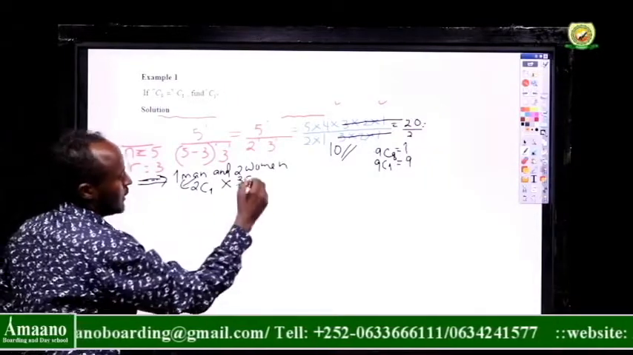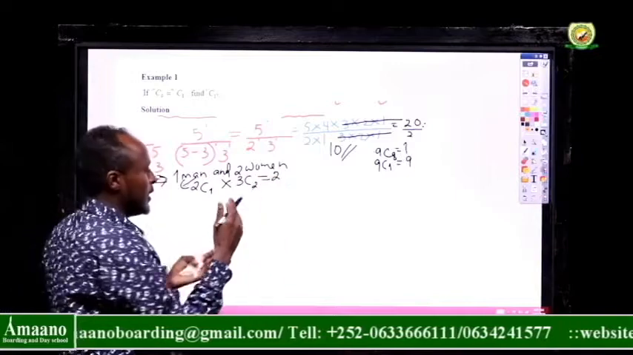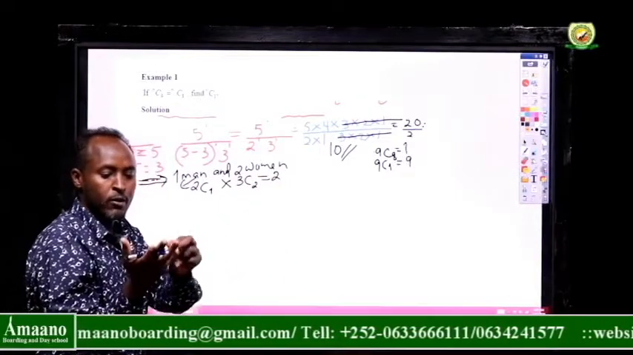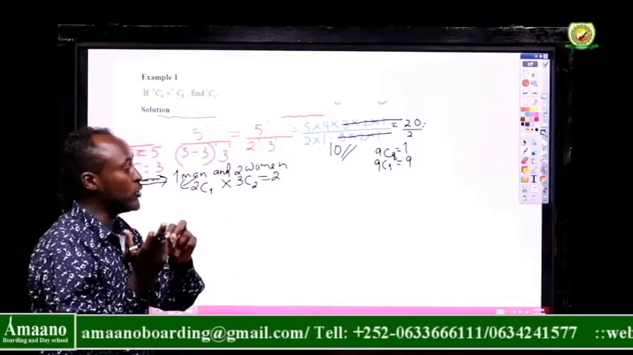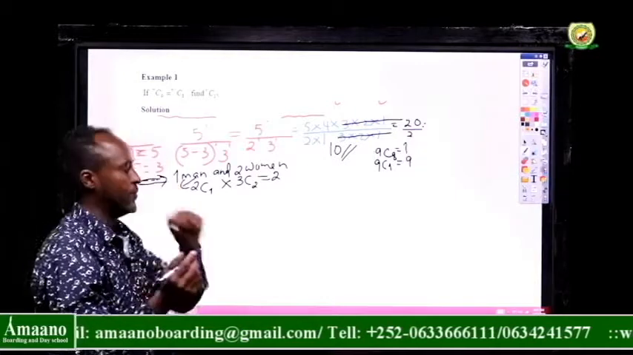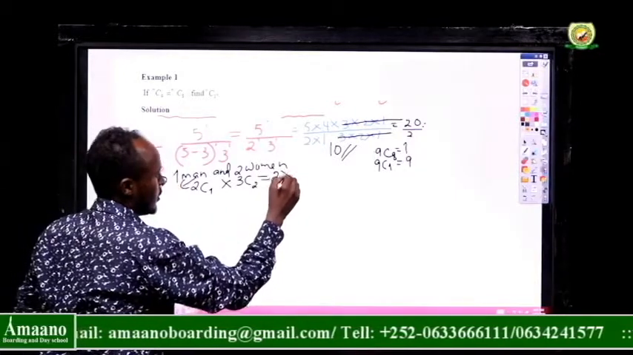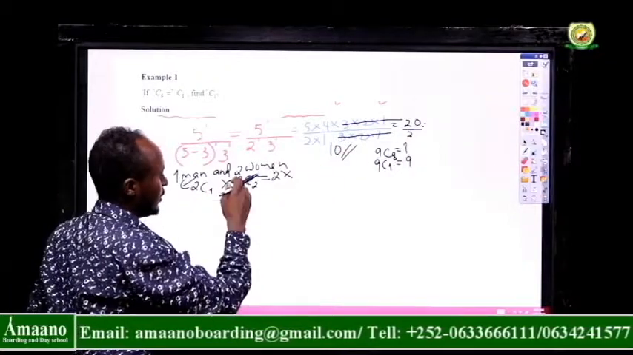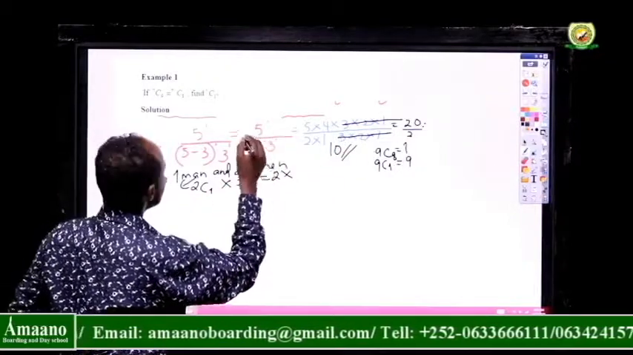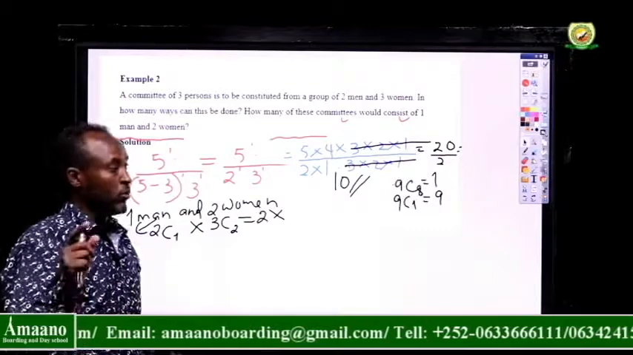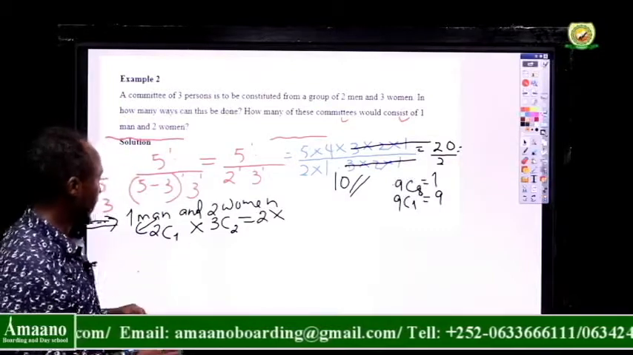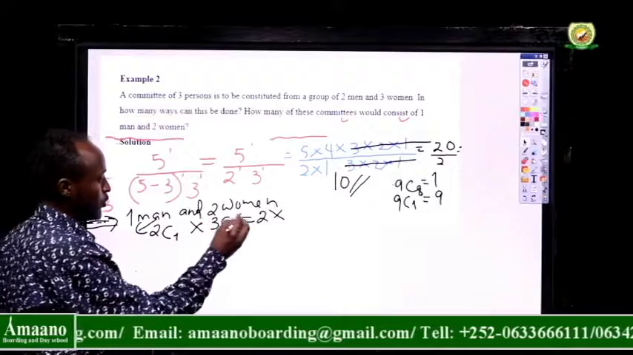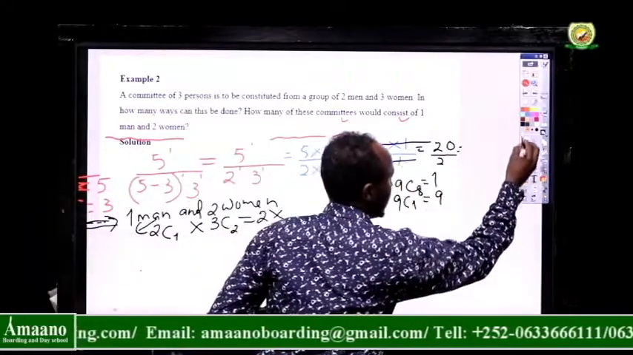2 combination 1 is the same as 2. It means that there are 2 groups from the 2 men that consist of 1 man, times 3 combination 2. If you use your formula, 3 factorial, okay, we have from here, you can do this one, 2 times 3.